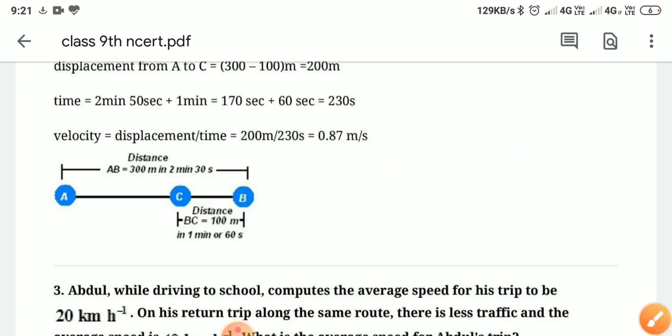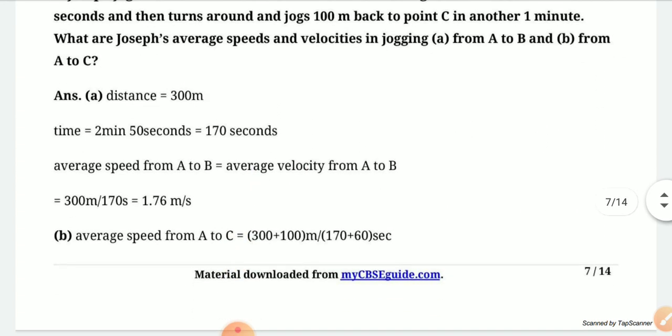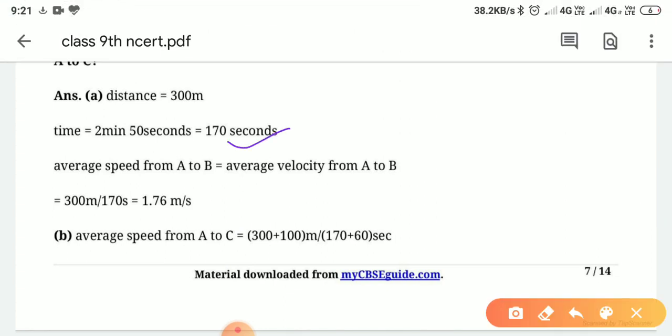What is the total time? 2 minutes 50 seconds. We will convert this into seconds. 2 minutes means 120 seconds, 120 plus 50, that is 170 seconds. So total distance is 300 meter, total time is 170 seconds. So average speed will be 300 upon 170, because we have the formula average speed equals total distance upon total time. We will divide it, then we get our answer 1.76 meter per second.